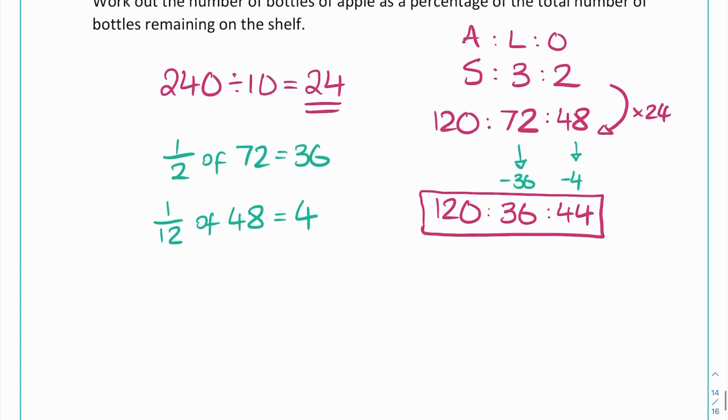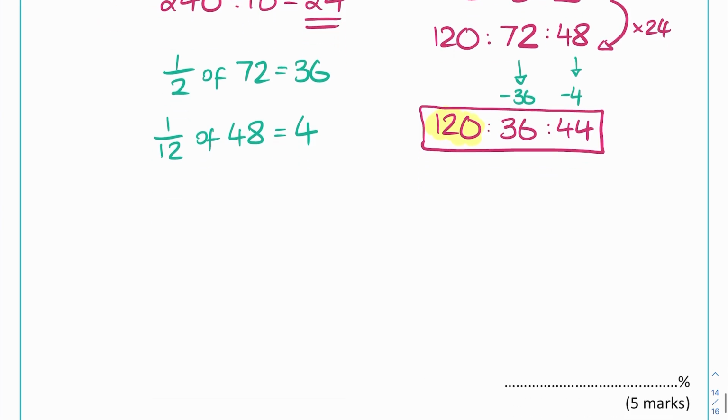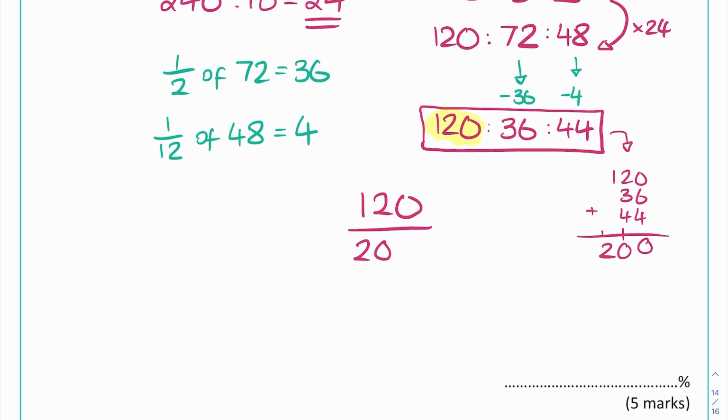Work out the number of bottles of apple, which is the 120, as a percentage of the total number of bottles remaining. So if we write that as a fraction, which I'd always do first before trying to get it as a percentage, that'd be 120 out of, and what do all of these add up to? So 120, 36 and 44, add those all up, we have 4, 5, 6, 7, 8, 9, 10 again. So that is out of 200. So that's 120 out of 200.